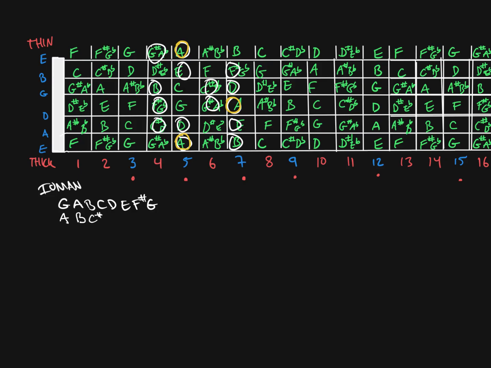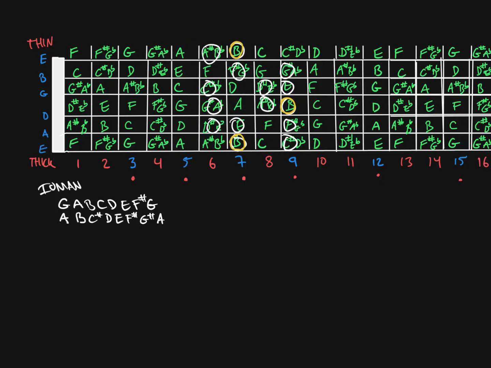So because I started on A, I'm using that same pattern, A, B, C sharp, D, E, F sharp, G sharp, and then back to A, of course, so that will give me the A Ionian or A major scale. So this is a quick way of doing major scales all over the neck and getting access to them. You just have to memorize this one pattern.